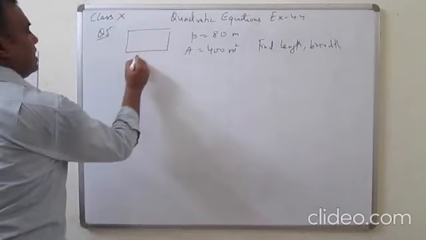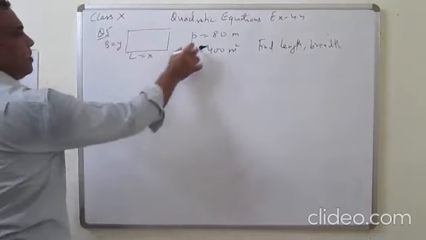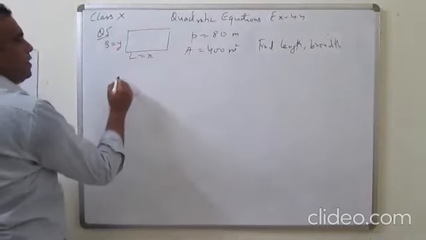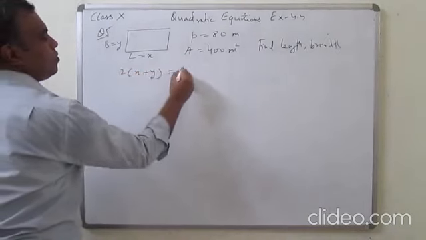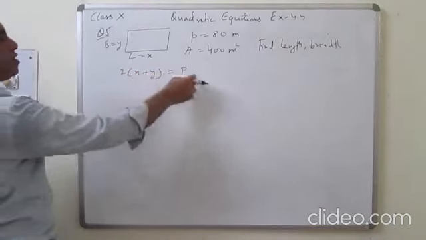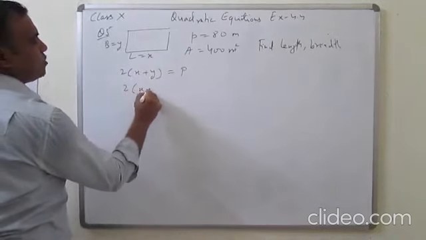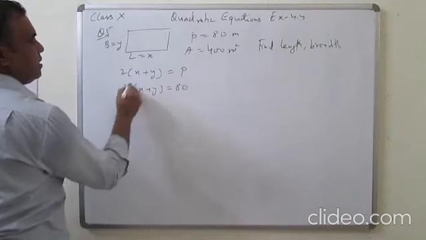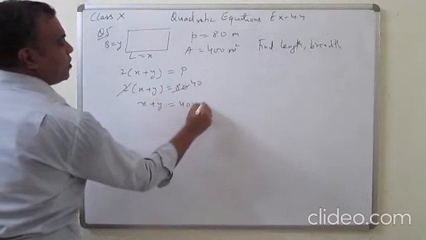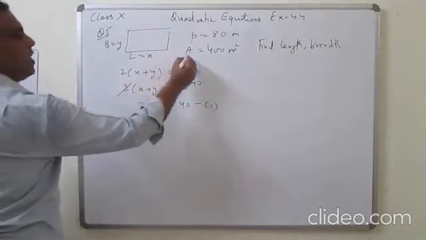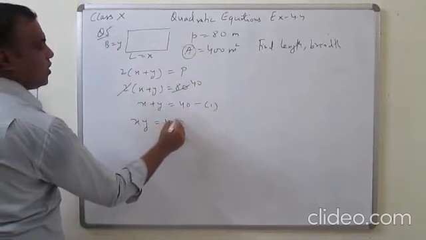Now, length I will take x, breadth I will take y. What is the perimeter? Perimeter is equal to 2 into (length plus breadth), that is 2(x plus y). Now putting the values, 2(x plus y) is equal to 80. This will cancel out, this is 40. x plus y is equal to 40. This is the first equation. Now area is xy, xy is equal to 400.